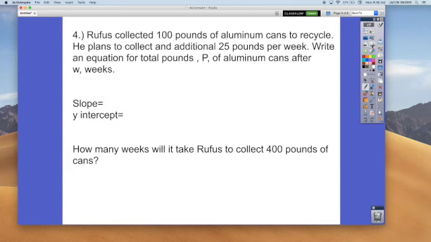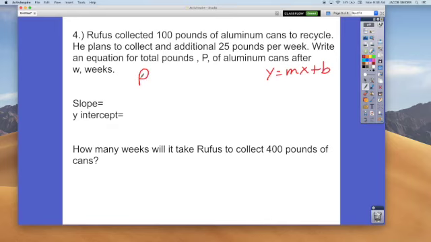Okay. Question 4, we're going to mix it up a little bit. Okay? All right, Rufus collected 100 pounds of aluminum cans to recycle. He plans to collect an additional 25 pounds per week. Write an equation for total pounds, P, of aluminum cans after W weeks. Okay? So once again, same kind of setup, except this time I'm going to use, instead of Y, the total pounds.